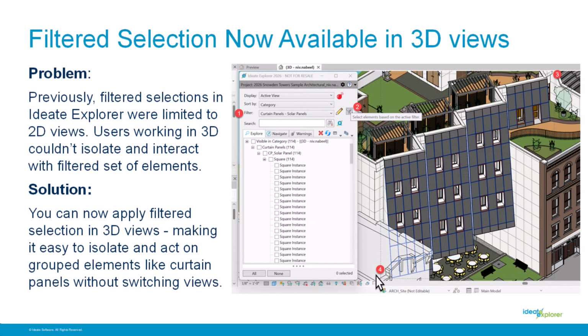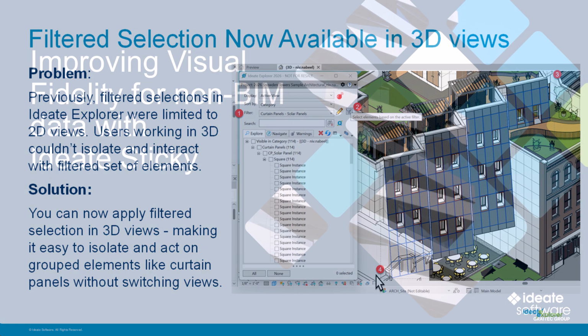Another great enhancement to Ideate Explorer is that filtered selection now works in 3D views. Previously, this feature was limited to 2D views, which made isolating elements in 3D views more challenging. Now, you can filter and select elements like curtain wall panels or facade components or any other elements directly within your 3D views, streamlining tasks like review, coordination, and editing without needing to switch to plan views or section views.